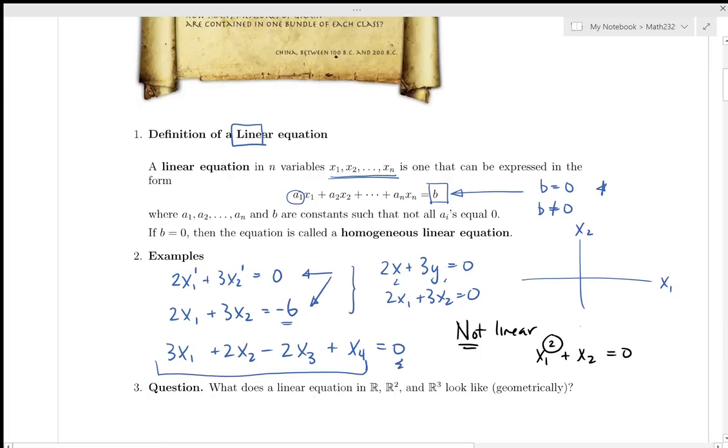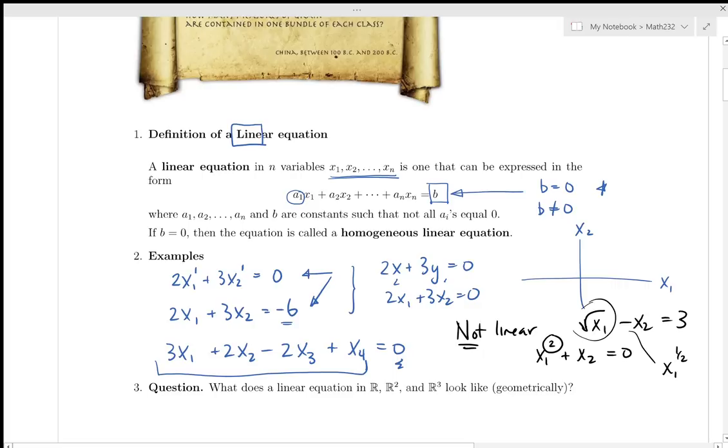Here's another nonlinear equation: square root of x1 minus x2 equals 3. That is also nonlinear, and that is because the power here is not 1. This is x1 to the 1/2. So that's also not linear.